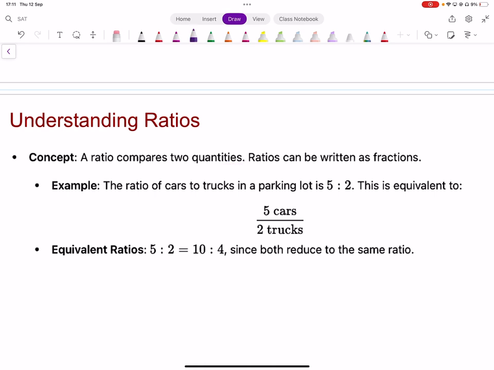So for instance, if the ratio of cars to trucks in a parking lot is 5:2, that's equivalent to saying 5 cars to 2 trucks. You can write that as a fraction as well. 5:2 or 5/2, right? You can think of it both ways. And just like fractions, if you have 5/2, that's the same thing as 10/4 or 15/6. The ratios are also equivalent like this. 5:2 is the same thing as 10/4 or 15/6 and so on, right?